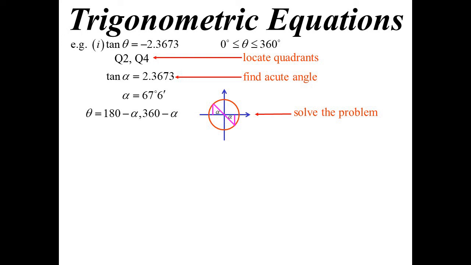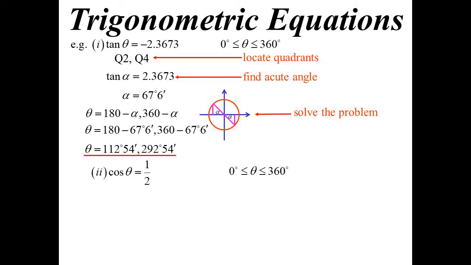All right, so second quadrant, remember, was 180 minus the acute angle, and the fourth quadrant was 360 minus the acute angle. Reality is I probably wouldn't write those last two lines down. I'd probably just go straight to those answers. So 112.54, 292.54.